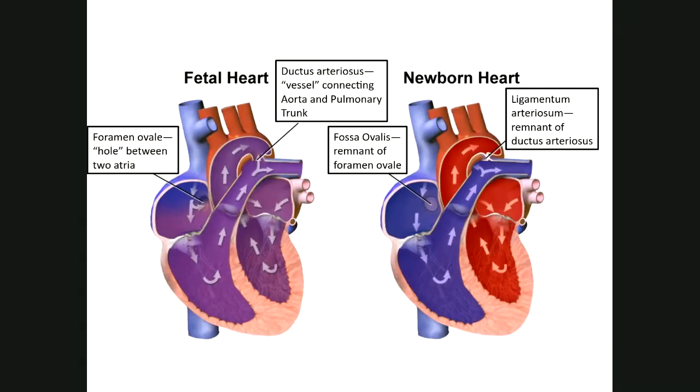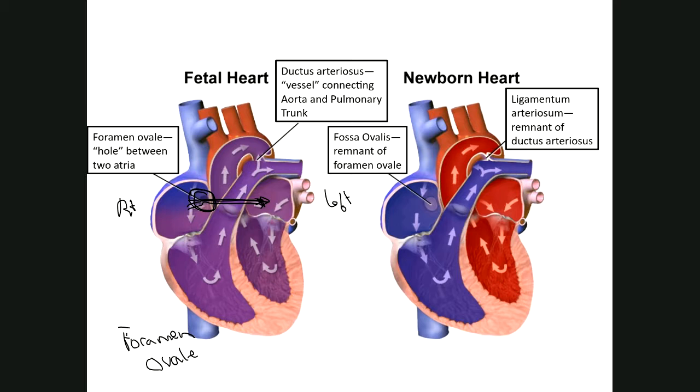And the two adaptations are that there is a hole, an actual hole between the two atria. And the word for hole, if you remember back from AMP1, is foramen. And it's oval shaped, so it's called foramen ovale. And so blood gets shunted this way. It goes through the hole from the right to the left. So less blood goes to the lungs.